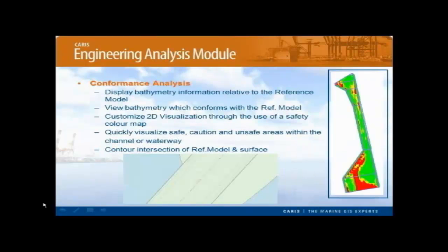Conformance analysis allows us to display the bathymetry information relative to the reference model. It allows for a simple and quick visualization that can be easily customized. So in the example here, areas shown in red are danger areas where the bathymetry no longer conforms with the reference model, i.e. shoal areas. Yellow represents cautionary areas where the bathymetry is less than a metre below the reference model, and green represents safe areas where the bathymetry is over a metre deeper than the model.